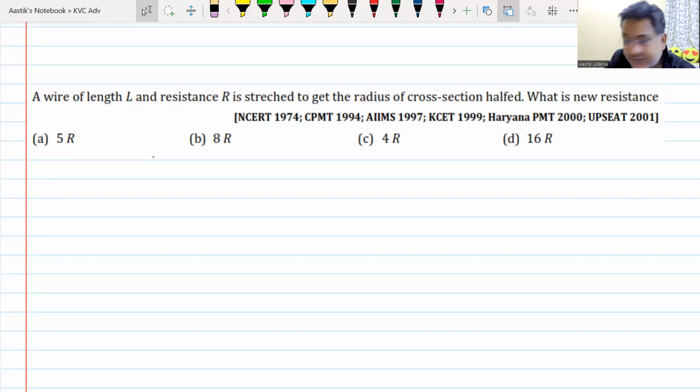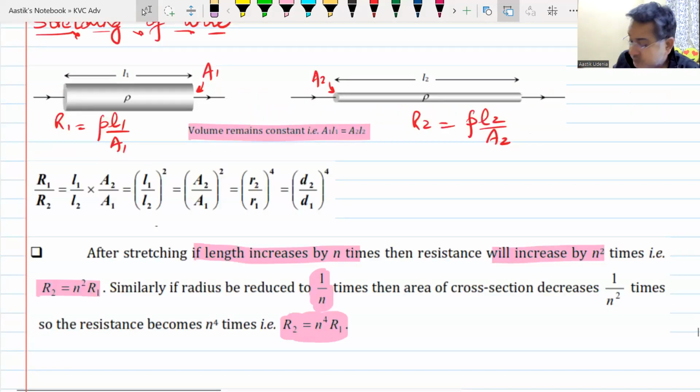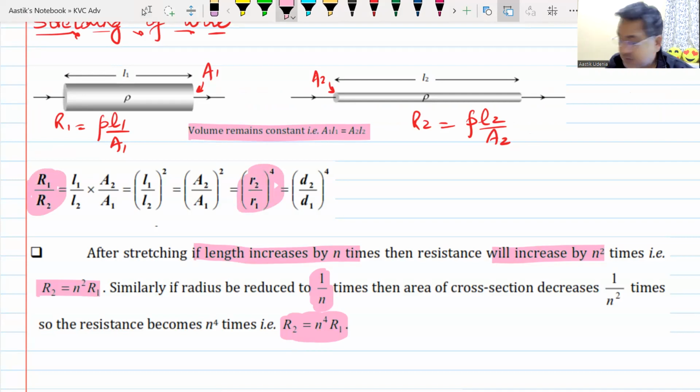It's very sad, but it is on expected lines that you have forgotten what we had done in the previous class. Well done. This is what we had done, stretching of wire. R1 by R2 is R2 by R1 raised to the power 4. Obviously, we have forgotten it. So it's the time to wake up.